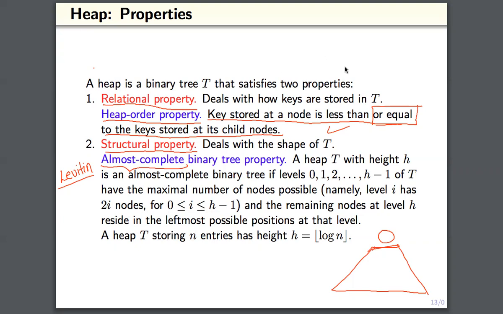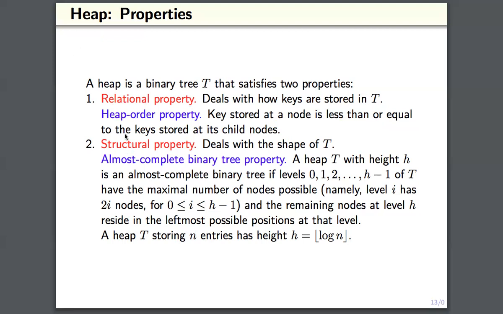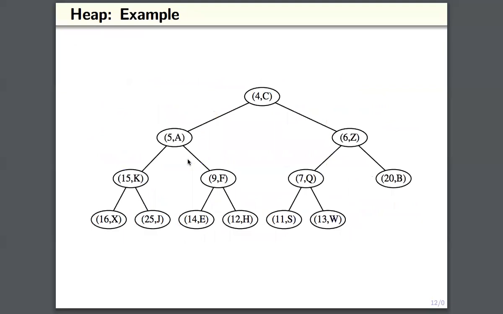Okay, so a heap has to satisfy two properties: relational property and structural property. And the relational property is very simple. See here, the key at any node is smaller than all keys in the descendants, or you can say the key at any node is less than the keys in its child nodes. That's it, right?